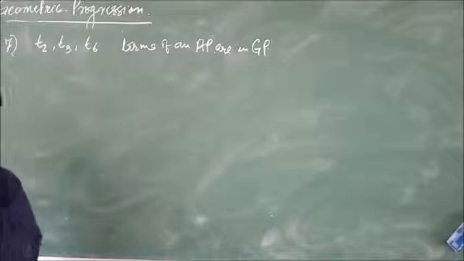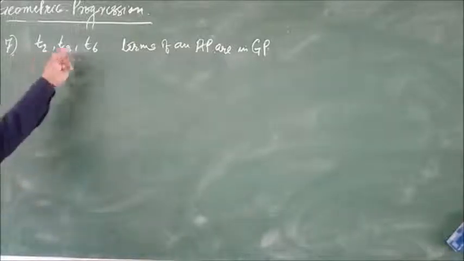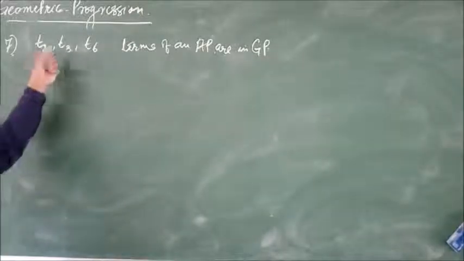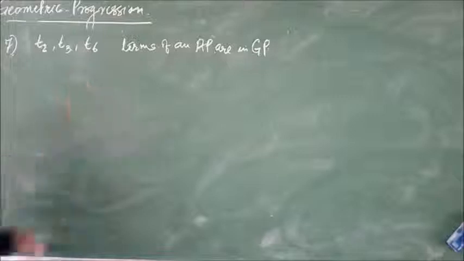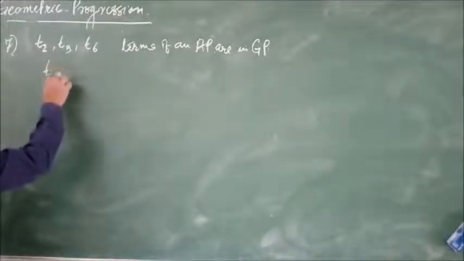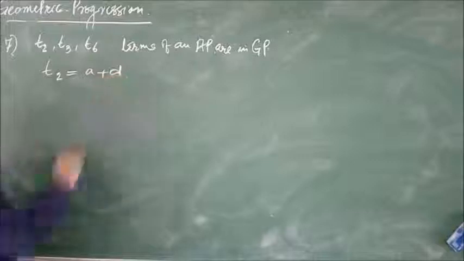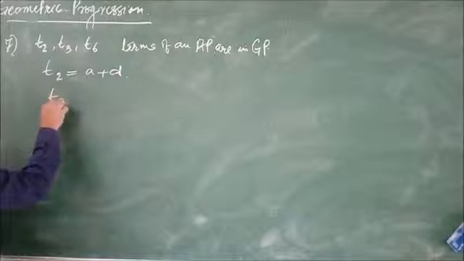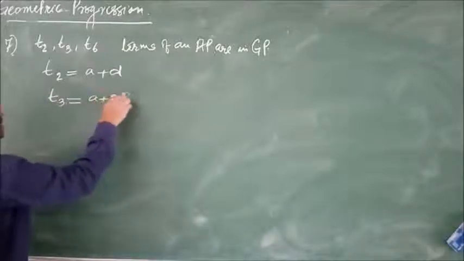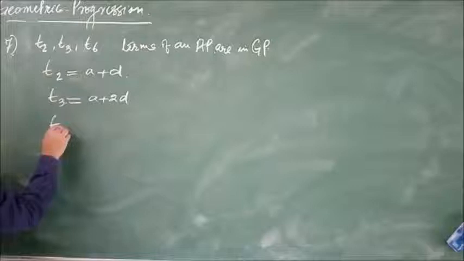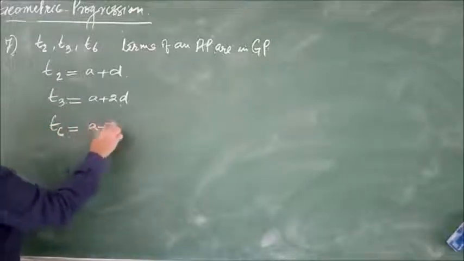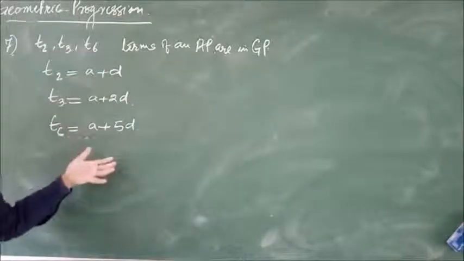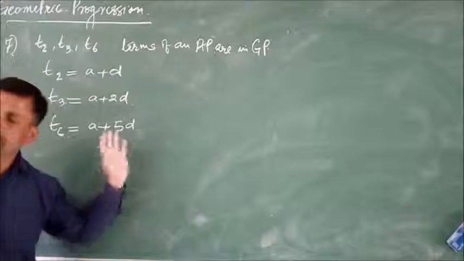Is this okay? First of all, because we know that these are three terms of an AP, using the nth term formula I am going to expand it all. T2 is equal to A plus D. T3 will be equal to A plus 2D, and T6 will be equal to A plus 5D. Because these are terms of an AP, I can use the nth term formula and write the expansion. Is this part very clear?